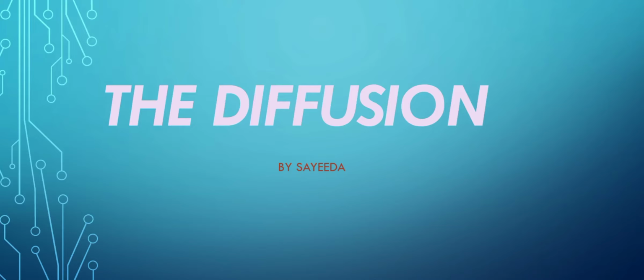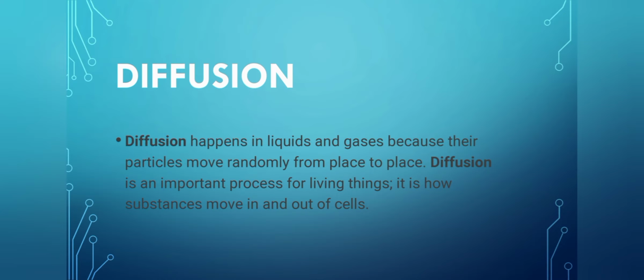We had studied matter that is around us, that is solid, liquid and gas. But there is something which is also important which exists with matter, that is diffusion. Let's learn about diffusion and its existence in the three states. Diffusion happens in liquids and gases because their particles move randomly from place to place. Diffusion is an important process for living things. It is how substances move in and out of cells.